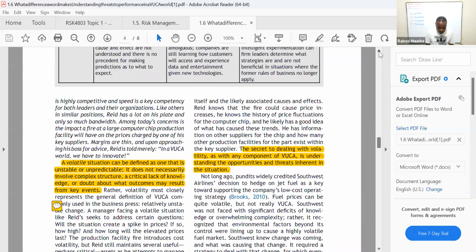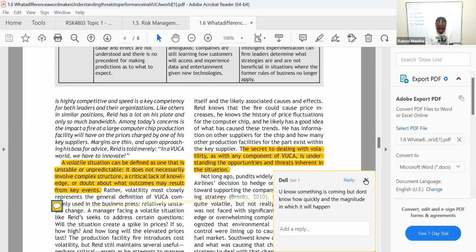So when you look at volatility, they say a volatile situation can be defined as one that is unstable or unpredictable. It does not necessarily involve complex structure. A critical lack of knowledge or a doubt about outcomes may result from key events as well. So which means in this case, when they talk about volatility, you know something is coming, but you don't know how quickly, and the magnitude of which it will happen.